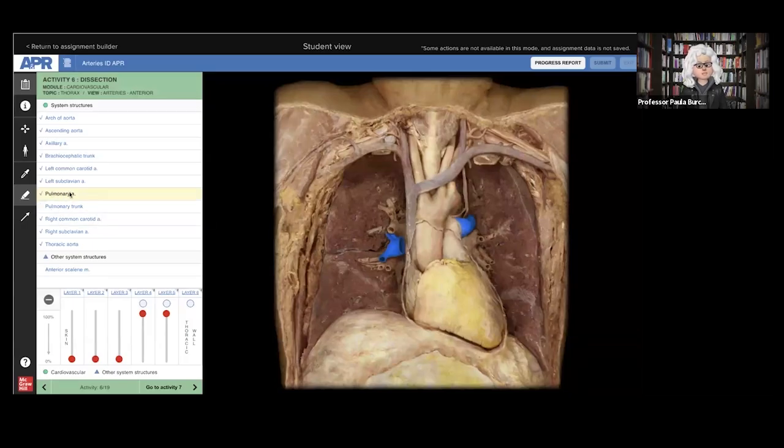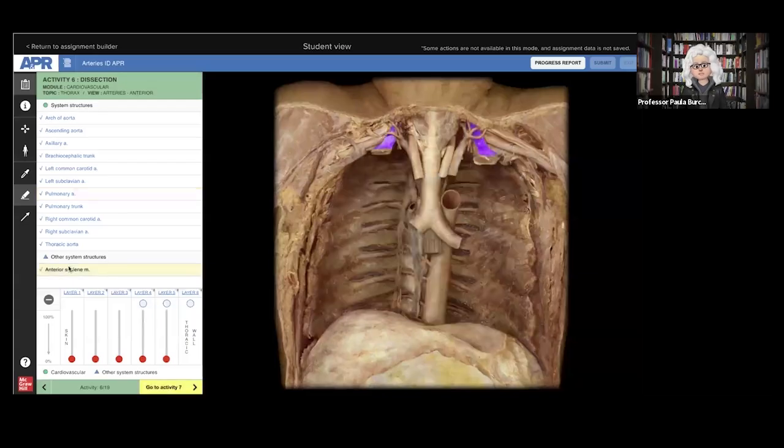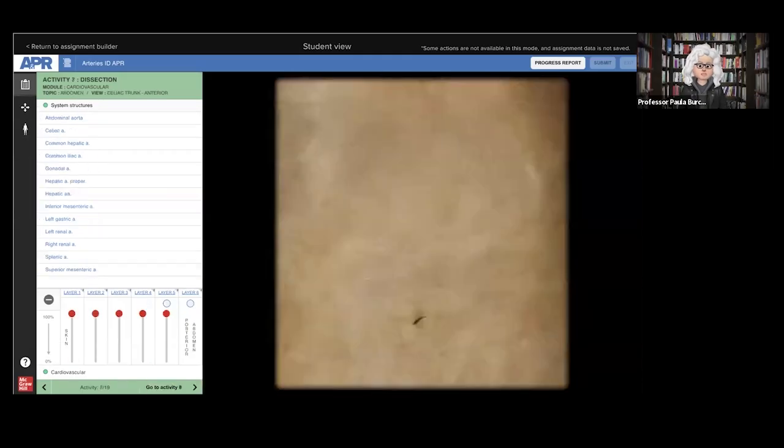So if it has pulmonary in its name, the arteries are going to be deoxygenated, the veins will be oxygenated, and anything that has pulmonary in the name will be part of the pulmonary circuit. Here's the pulmonary trunk. Pulmonary trunk is receiving blood from the right ventricle, and then it branches into pulmonary arteries going to the lungs. Whoops, I forgot. Here's that anterior scalene. And again, remember, I'm only going to ask you to identify blood vessels on the test and the quiz.